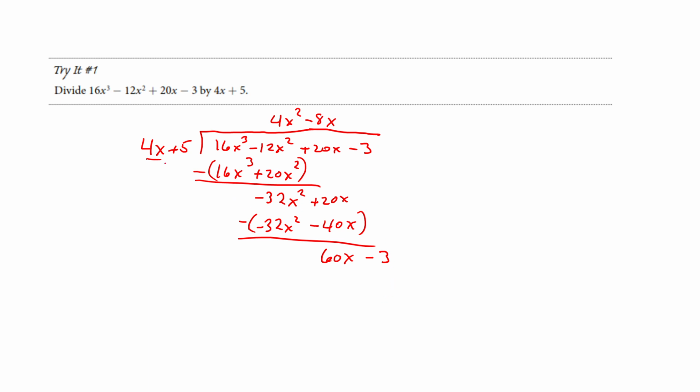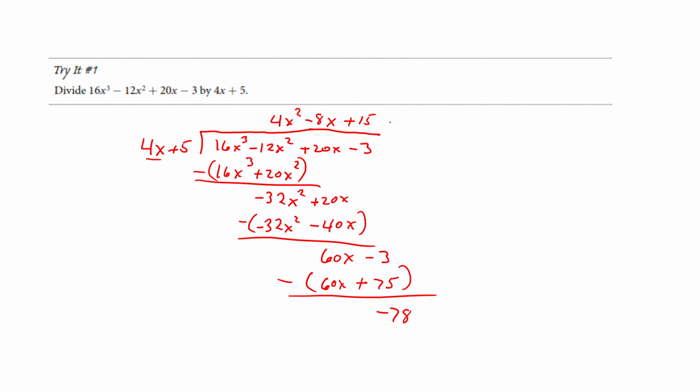Okay, so one more time. We're going 4x into 60x. That's going to be 15. So 15 times 5, 75. I did it in the other order. I shouldn't have. 15 times 4x is 60x. 15 times 5 is 75. Okay, check for our leftovers. The 60x's are gone. I've got negative 75 and negative 3, so I get negative 78.